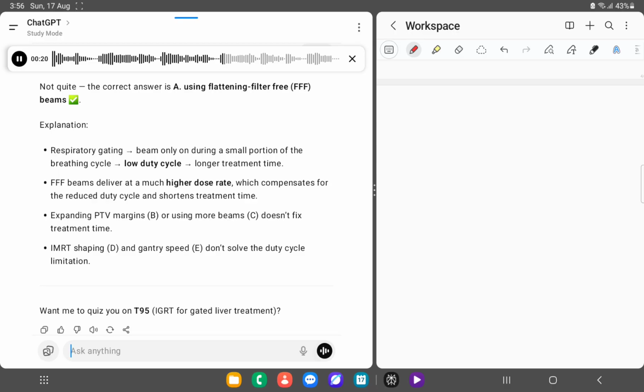Expanding PTV margins, B, or using more beams, C, doesn't fix treatment time. IMRT shaping, D, and gantry speed, E, don't solve the duty cycle limitation. Want me to quiz you on T95, IGRT for gated liver treatment?